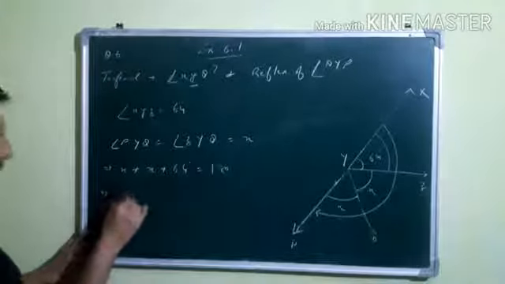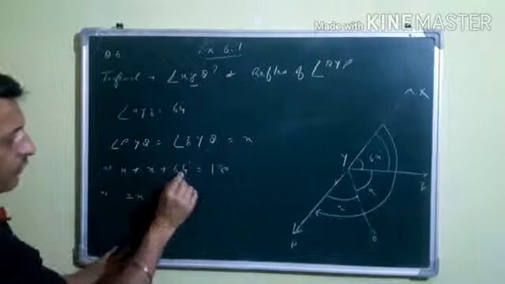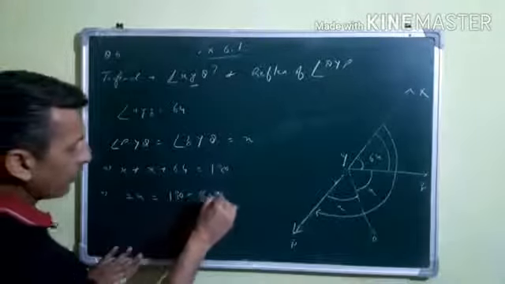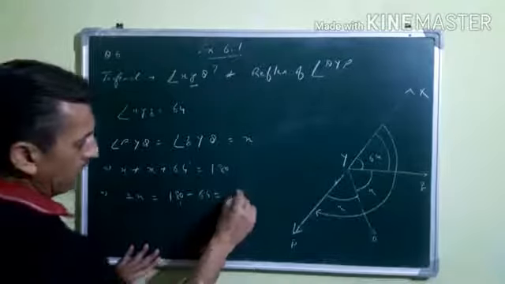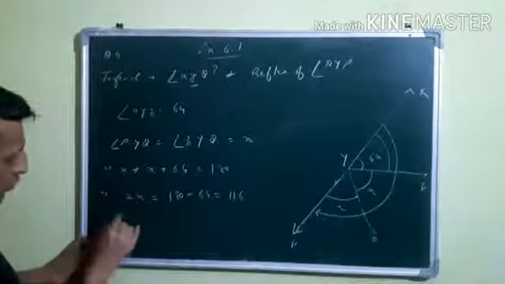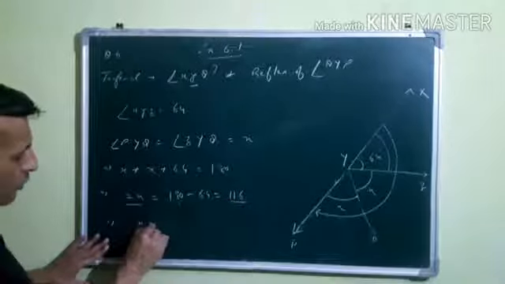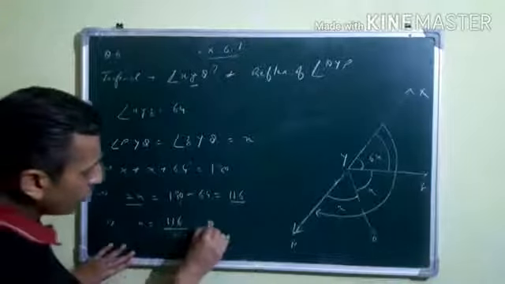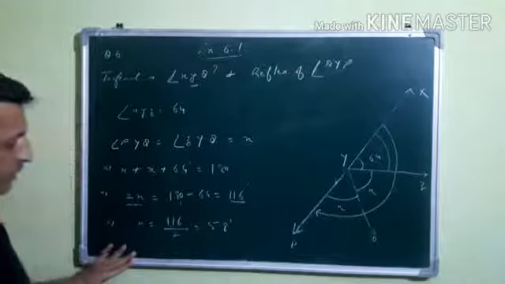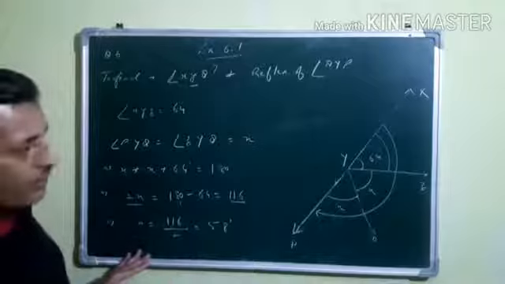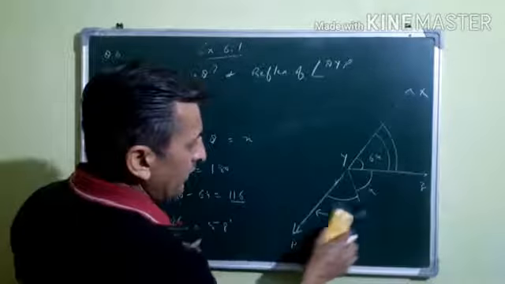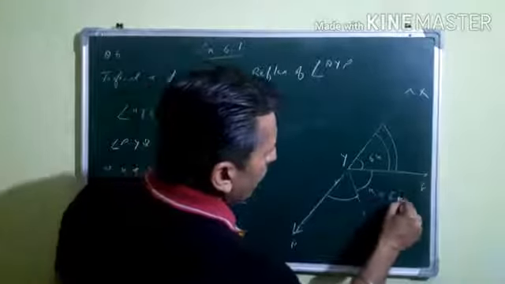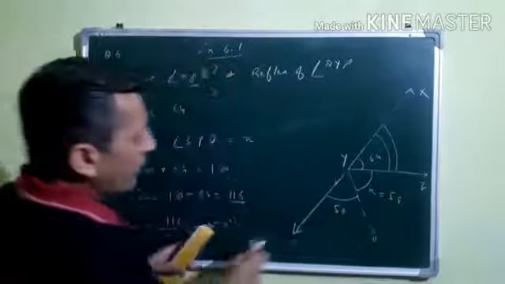So if we add these two, that becomes 2x is equal to, we have to shift 64 to the right hand side. That means 180 minus 64, and that gives 116 degrees. So 2x is equal to 116 degrees. So naturally x is equal to 116 degrees upon 2. So that gives you 58 degrees. Means the value of x will be known. This angle is equal to 58 degrees, and naturally this one is also 58 degrees.